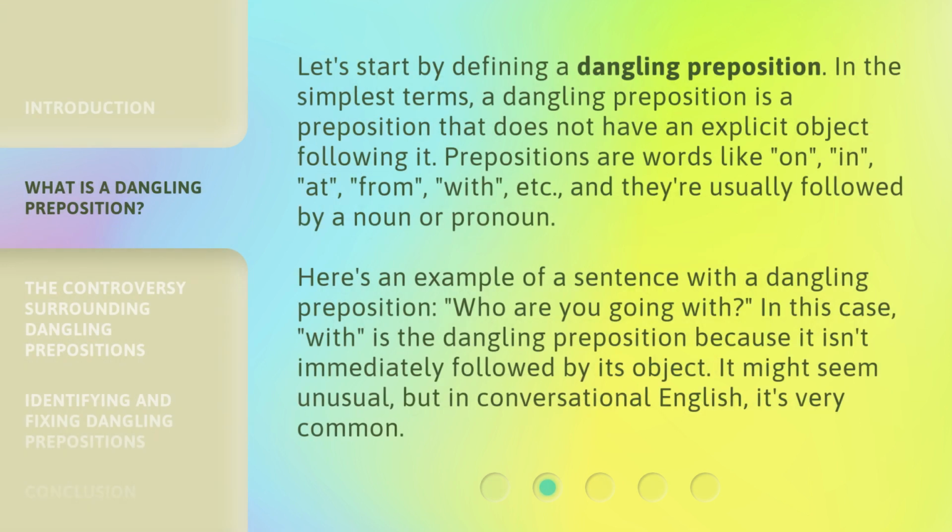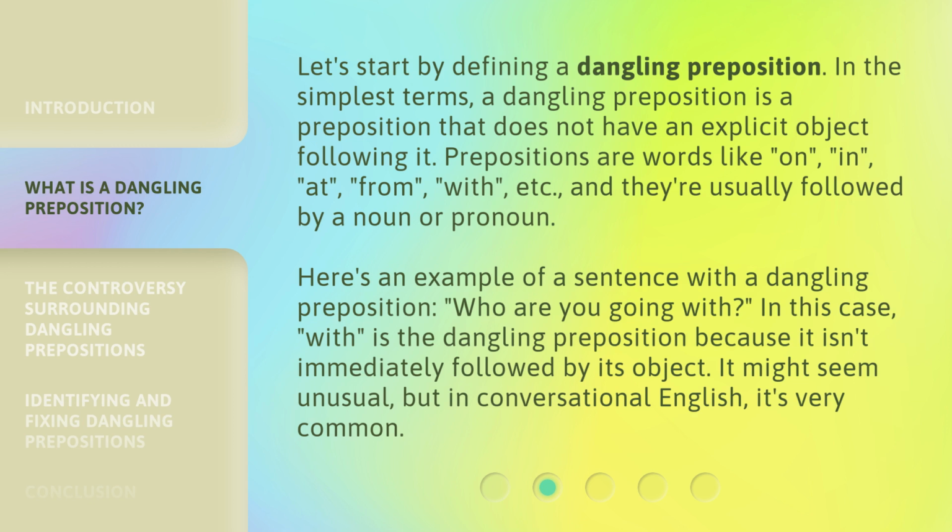Let's start by defining a dangling preposition. In the simplest terms, a dangling preposition is a preposition that does not have an explicit object following it. Prepositions are words like on, in, at, from, with, etc., and they're usually followed by a noun or pronoun.